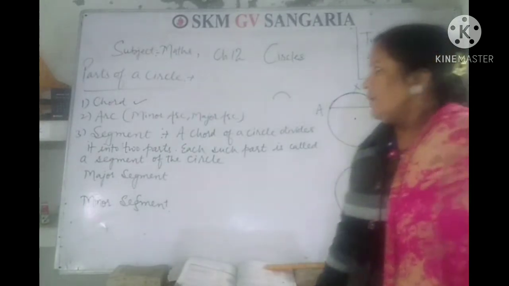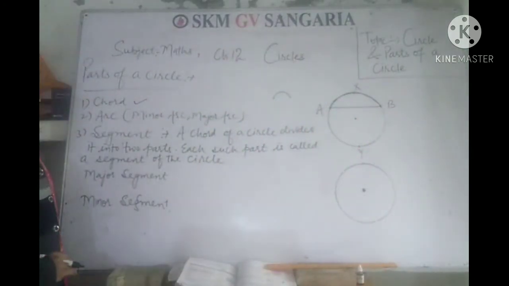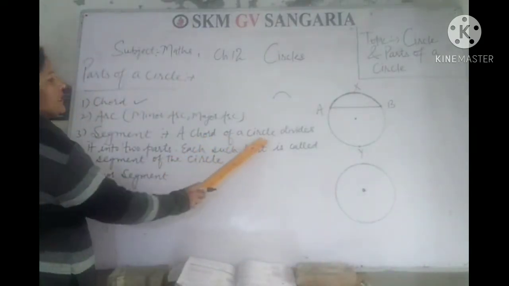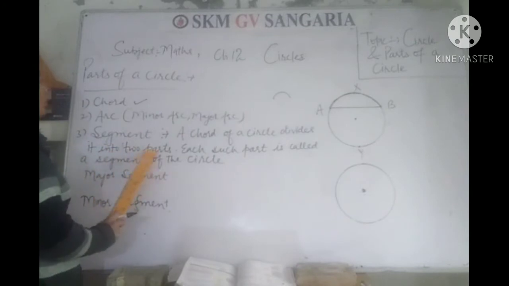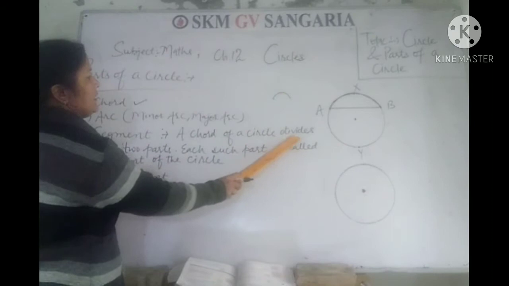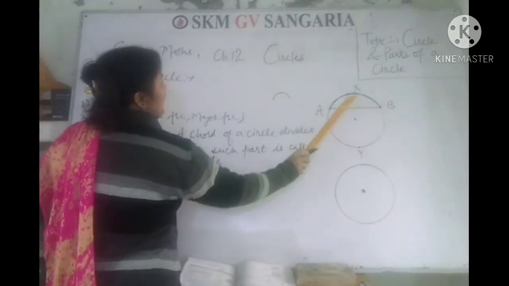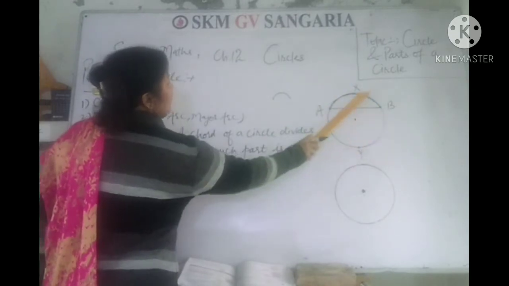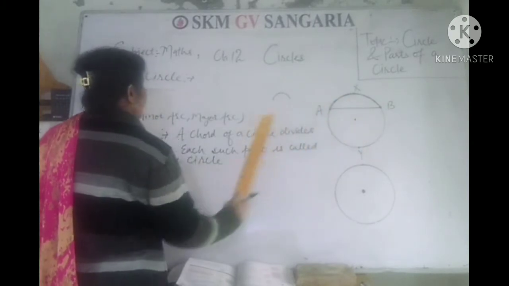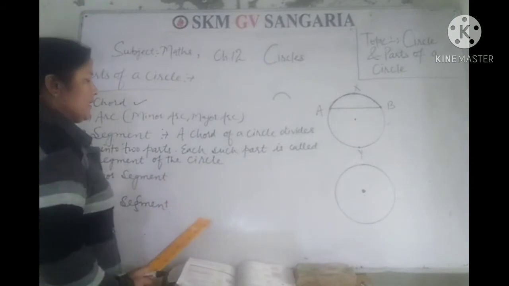Then today we will learn about segment. What is a segment? A chord of a circle divides it into two parts. Here AB is the chord and it is dividing this complete circle into 2 parts. Each such part is called a segment of the circle.